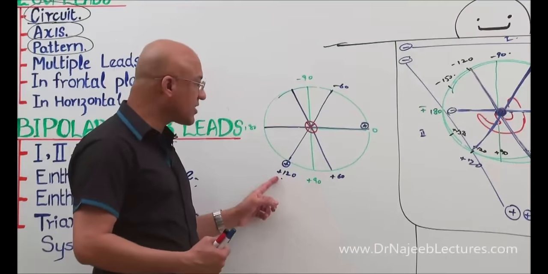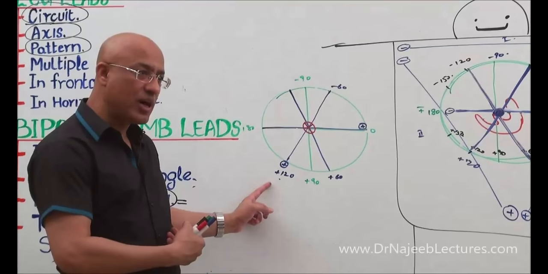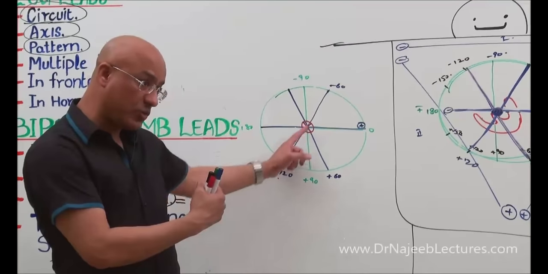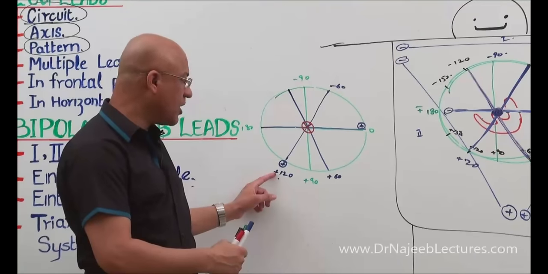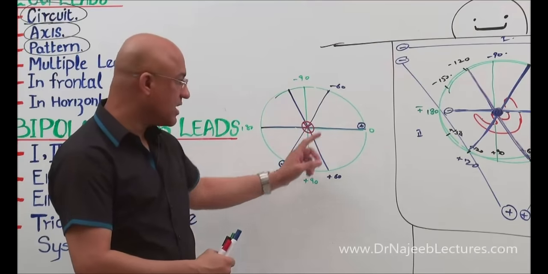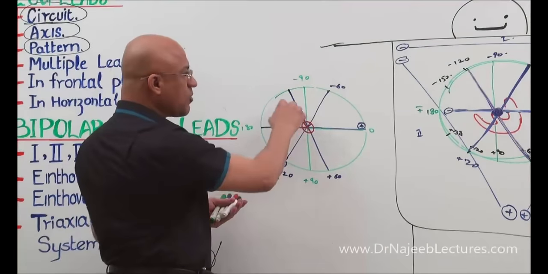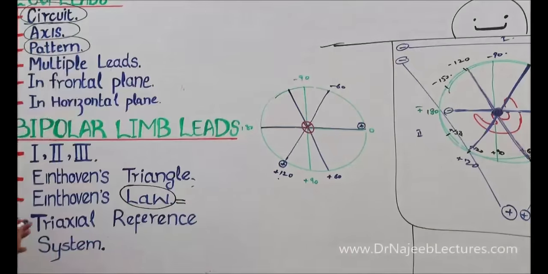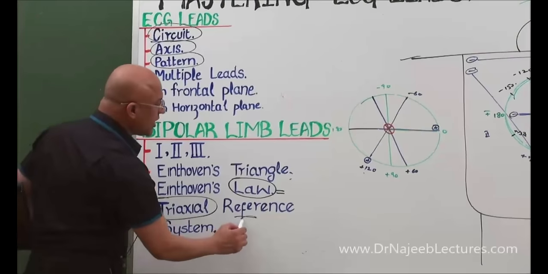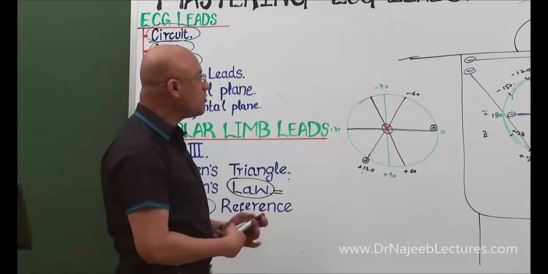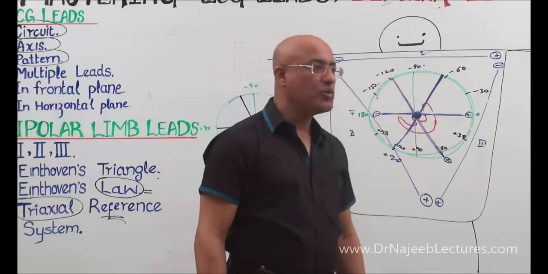And lead number 3 is looking to the heart from down to the up and leftward, at what angle? 120 degrees. So these three leads are making this triaxial reference system.